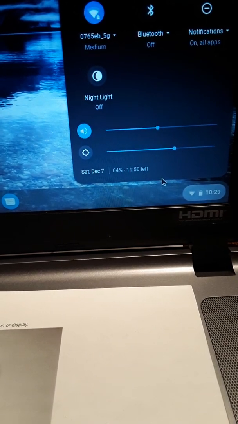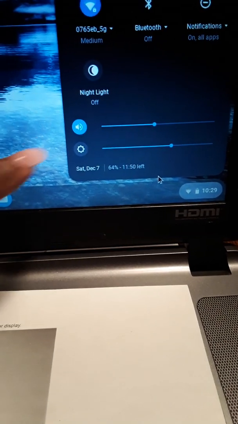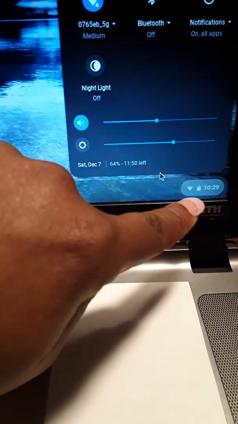Okay, so today is Saturday, December 7th, as you see there. It is 10:29 p.m.